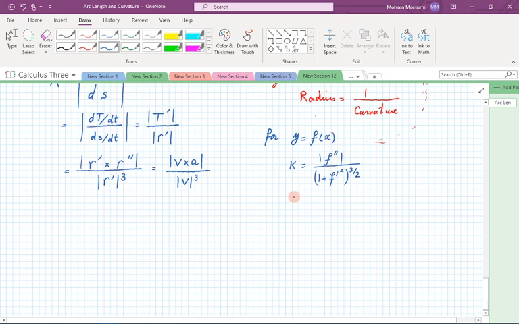Sometimes, in 2D, your x is parametrized somehow and your y is parametrized somehow, and then your curvature becomes x prime y double prime minus x double prime y prime, this whole thing in absolute value to make it positive, and the denominator is (x prime squared plus y prime squared), and the whole thing to the power of 3/2.